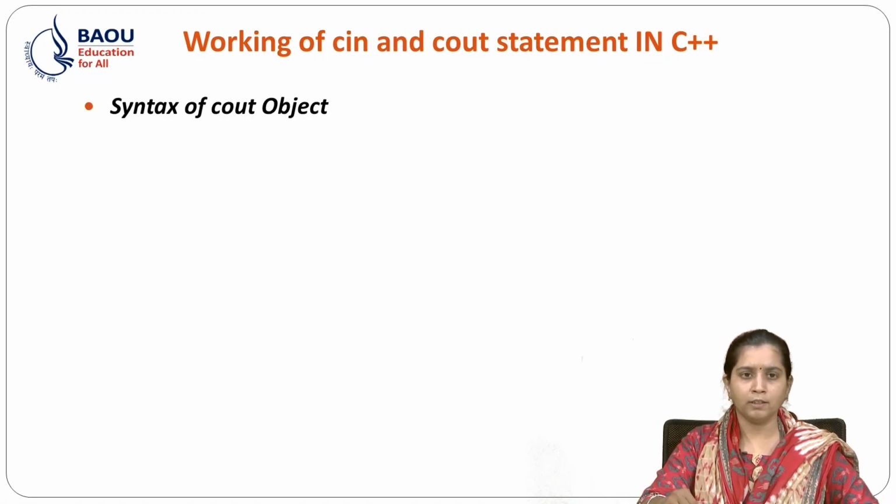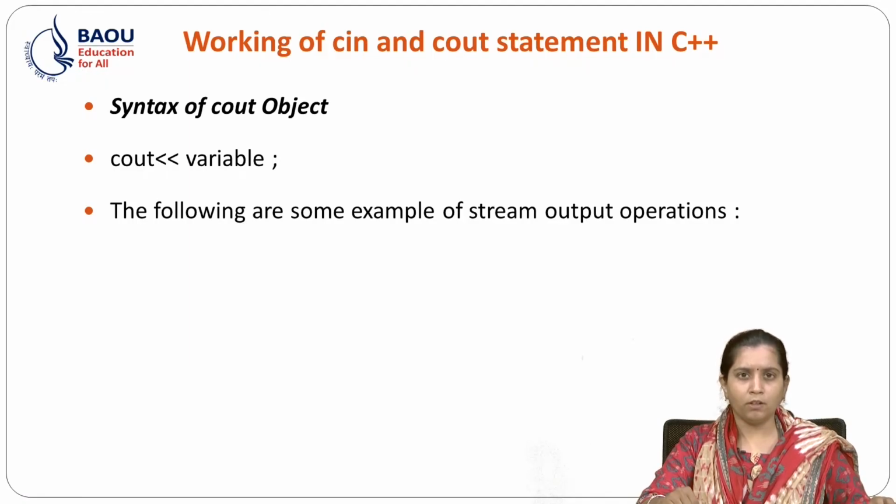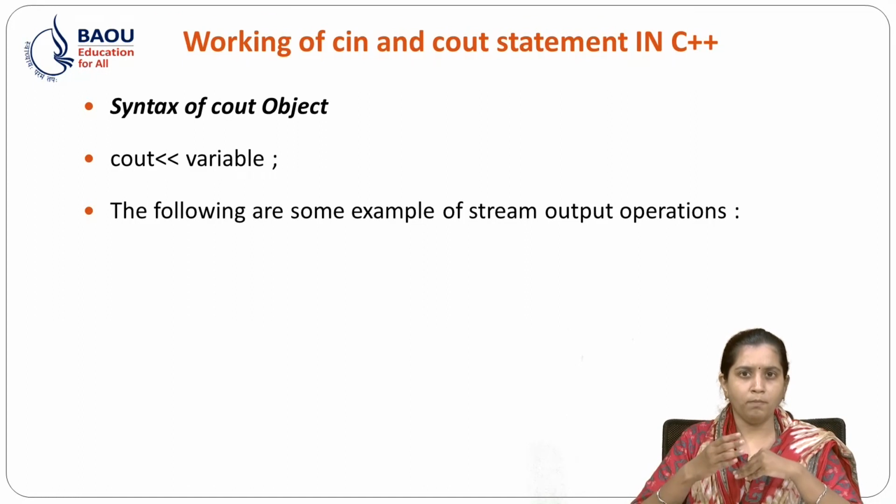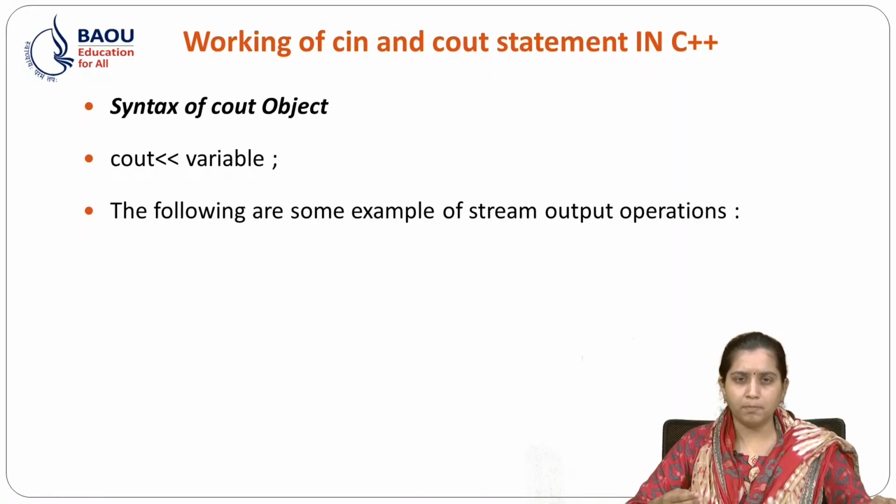Now, the cout object syntax. First cout, then the insertion operator, and then the variable name. Cout, the output stream, allows performing write operations on output devices such as monitor, disk, etc. Output on the standard stream is performed using the cout object. The syntax of the standard output operation is cout, then the insertion operator, and then the items which we will store in a variable. What it will do is simply display the variable on my screen. More than one item can be displayed using a single cout output stream object. Such output operations are called cascaded output operations.